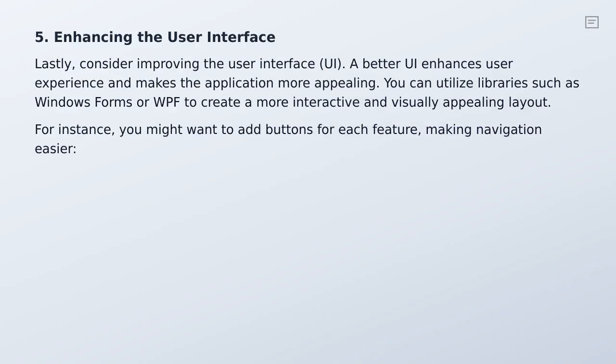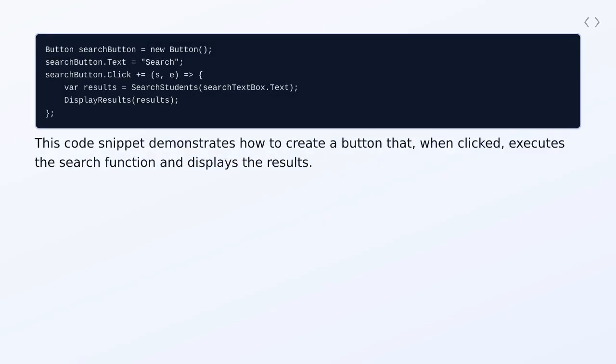Enhancing the user interface. Lastly, consider improving the user interface, UI. A better UI enhances user experience and makes the application more appealing. You can utilize libraries such as Windows Forms or WPF to create a more interactive and visually appealing layout. For instance, you might want to add buttons for each feature, making navigation easier. The samples on screen walk through this step. Take a moment to read through them. This code snippet demonstrates how to create a button that, when clicked, executes the search function and displays the results.